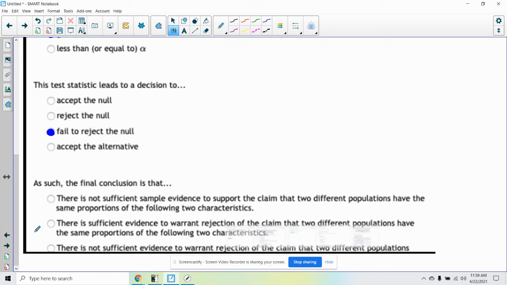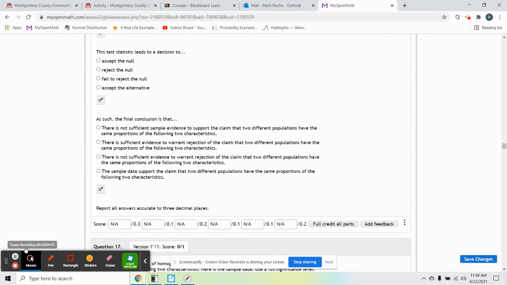I can't see the bottom. I don't think it's either one of these. I can't see the bottom. Hang on one second. I'm going to try and pull it up. So here's the problem itself.